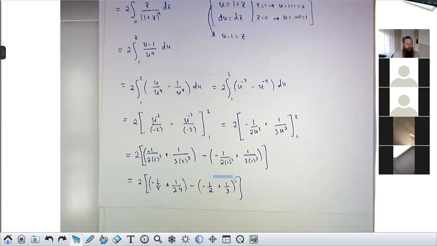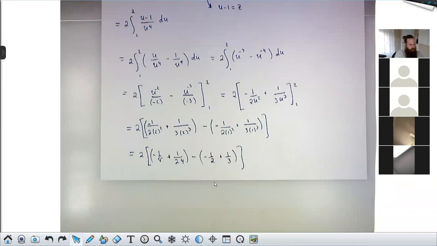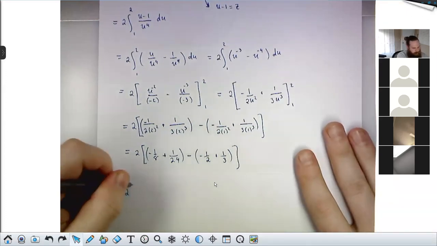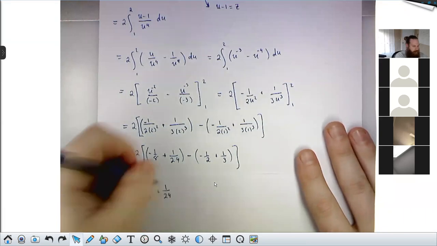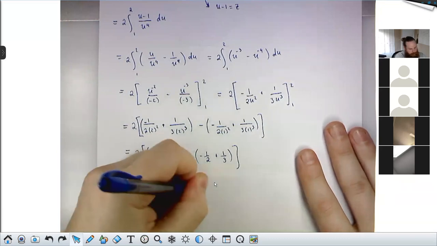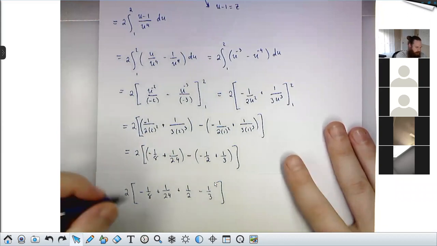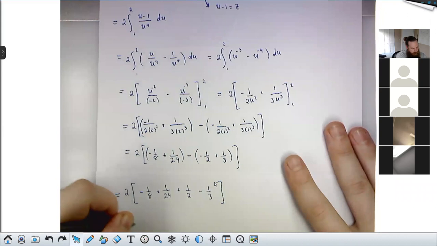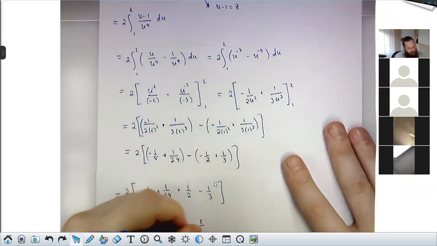And you can do the arithmetic from here. I would accept this, unless there's some magical cancellation. Well, let's go ahead and do it, it couldn't hurt. So that's 2 times negative 1/8 plus 1/24 plus 1/2 minus 1/3. You can distribute the 2. So that's negative 1/4 plus 1/12 plus 1 minus 2/3.